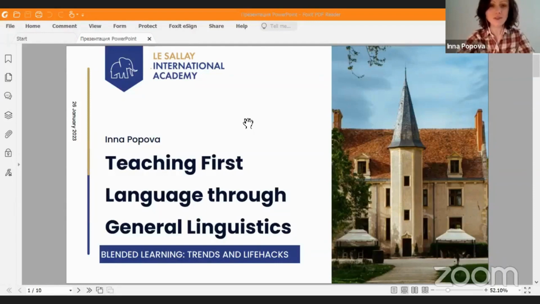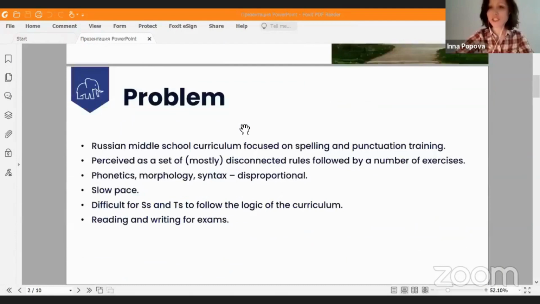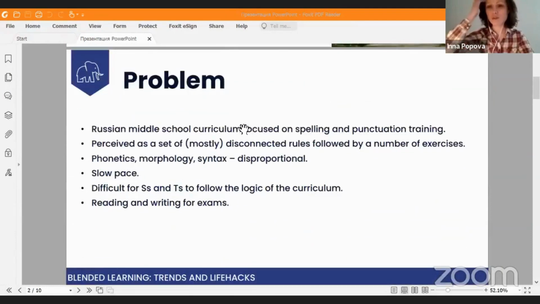Thank you so much for inviting me to participate in this conference. I will talk about changing the program of first language, in my case Russian, for the middle school, using the general linguistics approach and the systematic approach that general linguistics offers. In my situation it is Russian, but it can also be applicable to, say, Ukrainian or any other first language, I think.